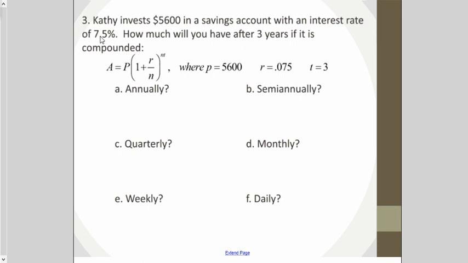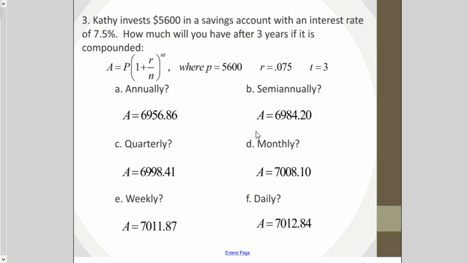You can see we have 7.5%, so we'll use 0.075. We're only doing this one for 3 years, and ultimately go ahead and pick one or two. You don't have to do all of them, but just plug the numbers in, and I'm going to go straight to the answers here in a second. Okay, so good time to pause and try that out.